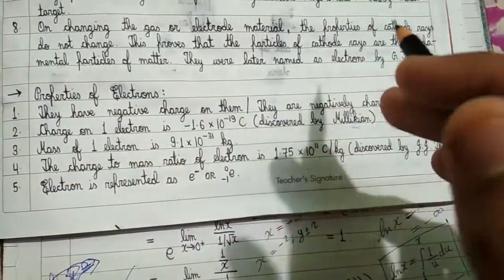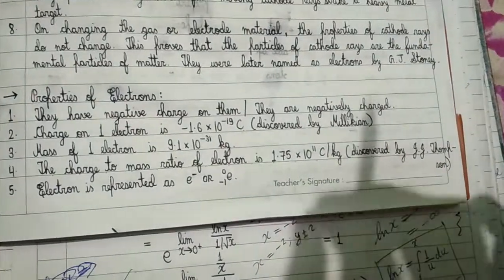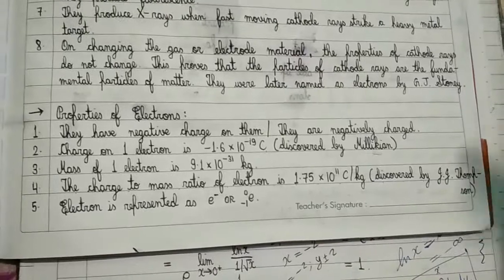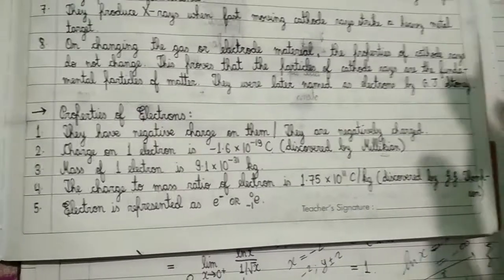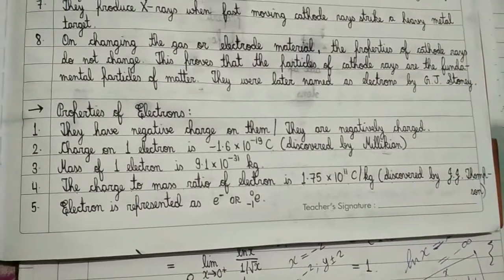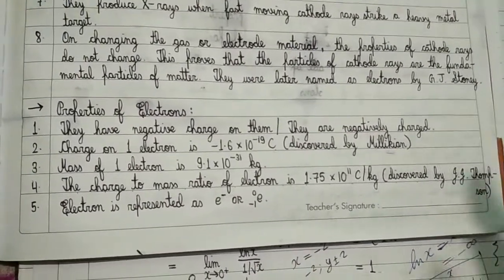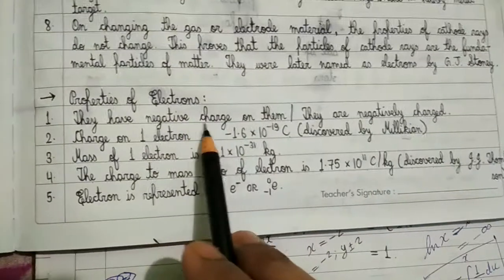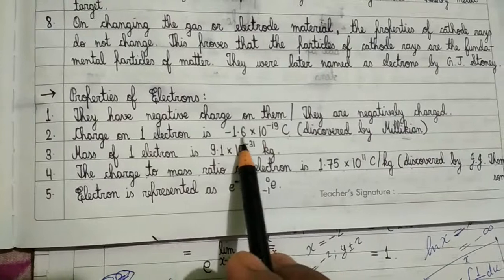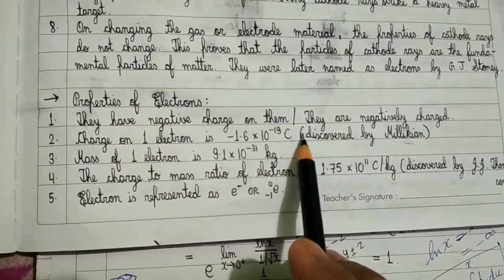The experiment is known as Millikan's oil drop experiment, and there he used electric and gravitational fields. Some kind of interactions were done, and due to that the charge on one electron was found to be negative 1.6 into 10 to the power minus 19 coulombs.